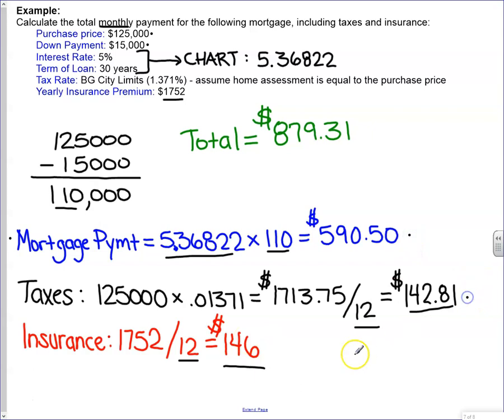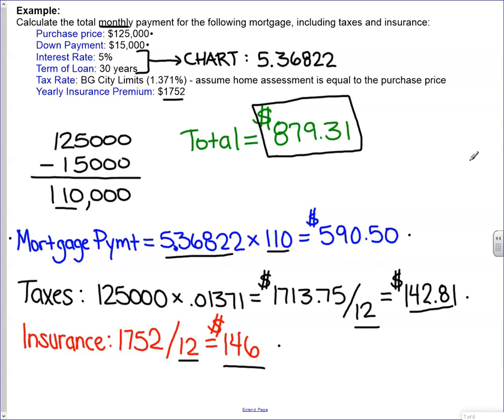So if I add all three of these together, this would actually be my total monthly payment for the house. That would include paying the principal and interest back to the loan company, paying my taxes, and my insurance. So that's what you would want to make sure falls in your budget.